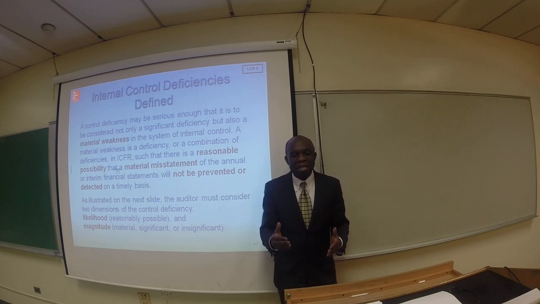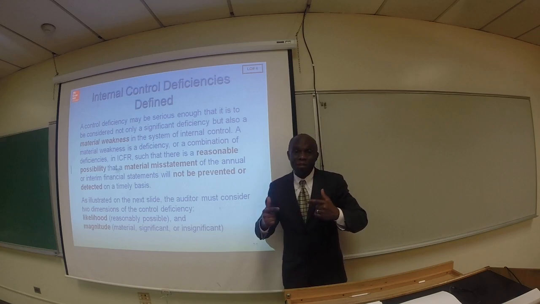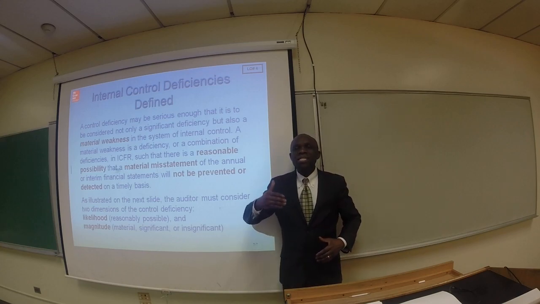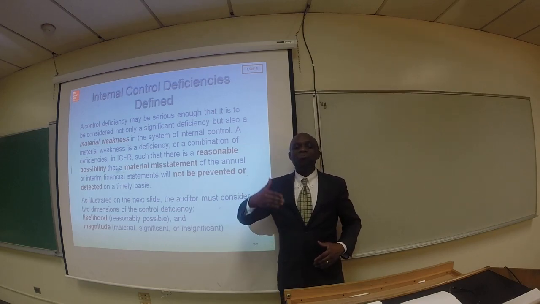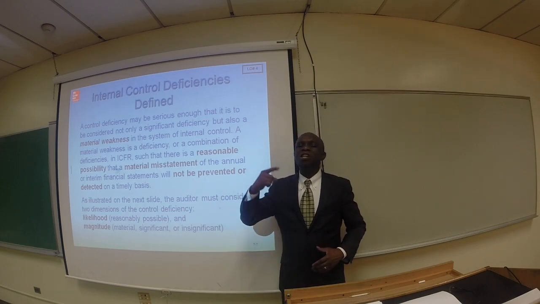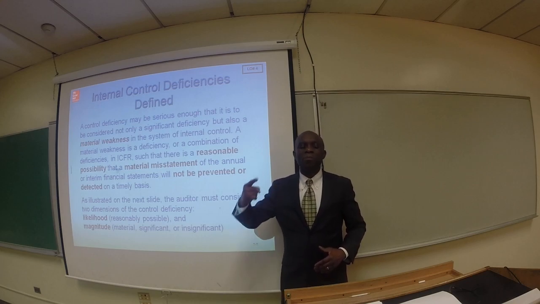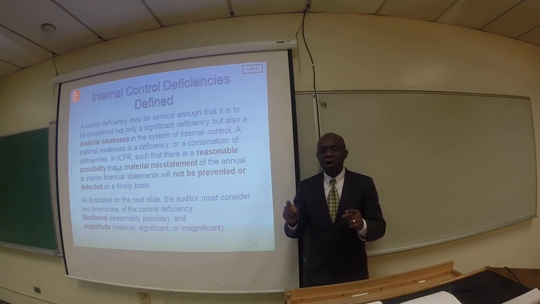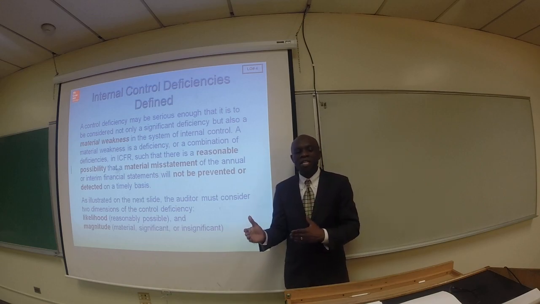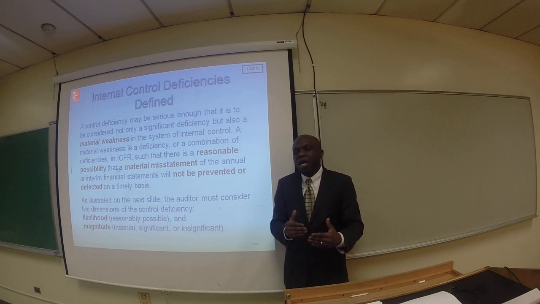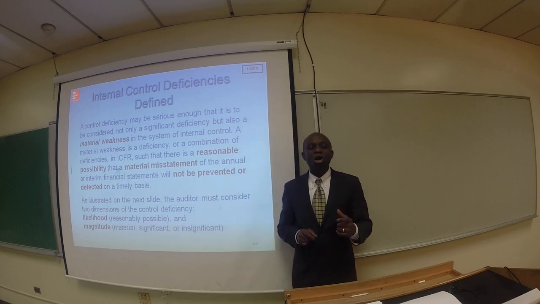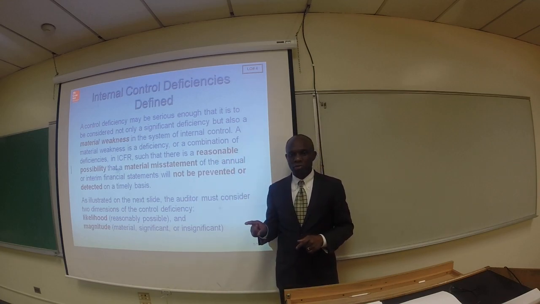That is simply saying that the significant deficiency, which we just previously explained, is severe enough, or bad enough, that there is a reasonable possibility that a material misstatement on the financial statements will not be prevented or detected in a timely manner during the course of the employees doing their work. So if it is that bad, we now call it a material weakness.